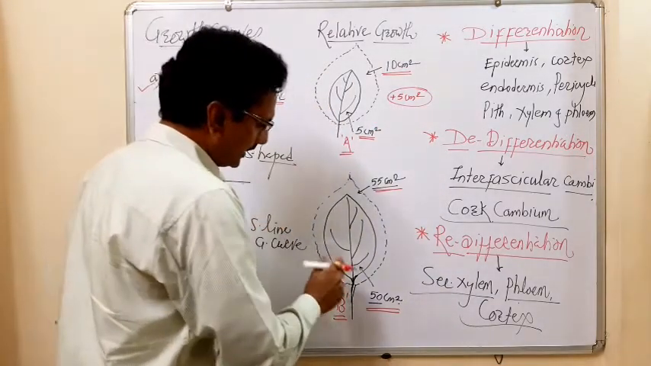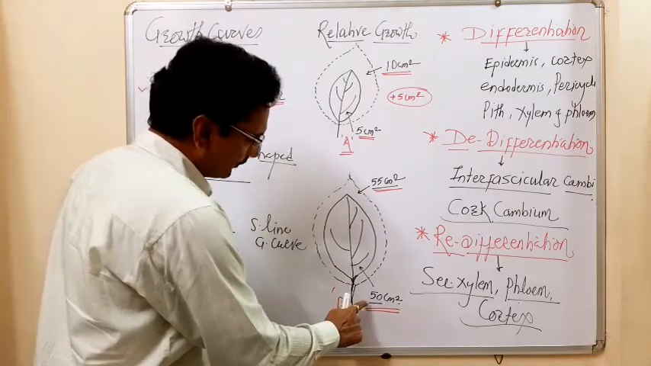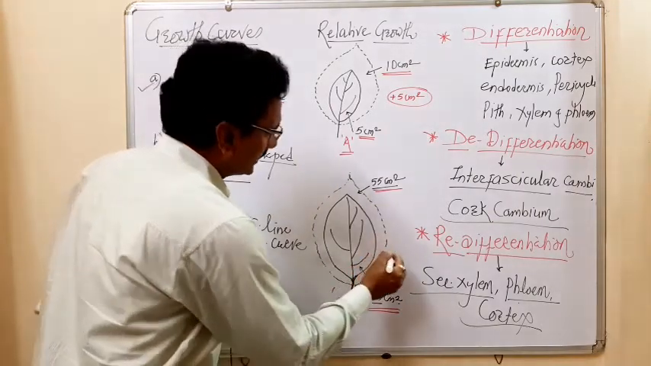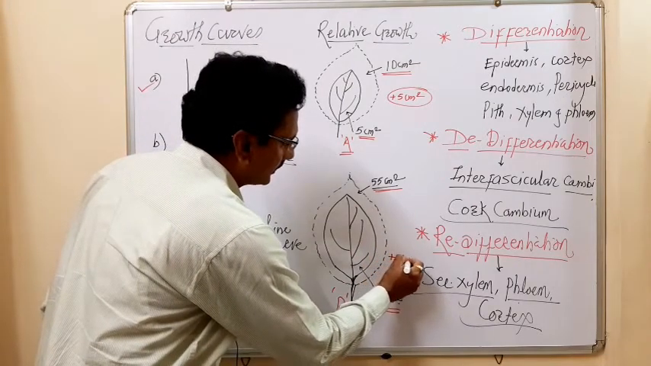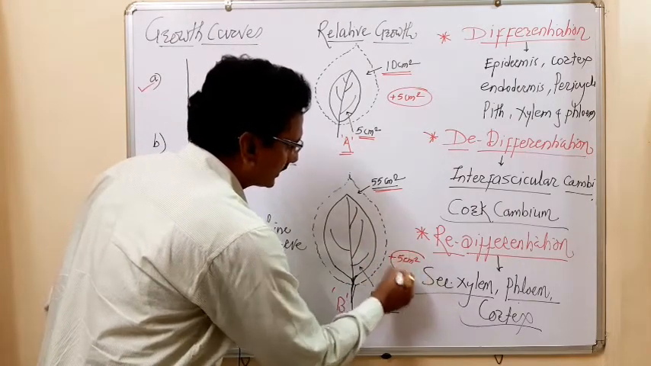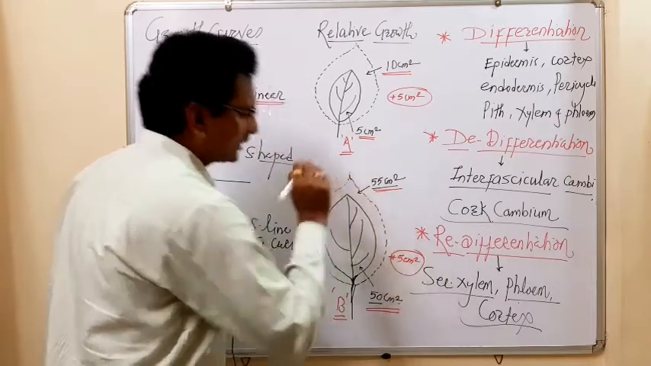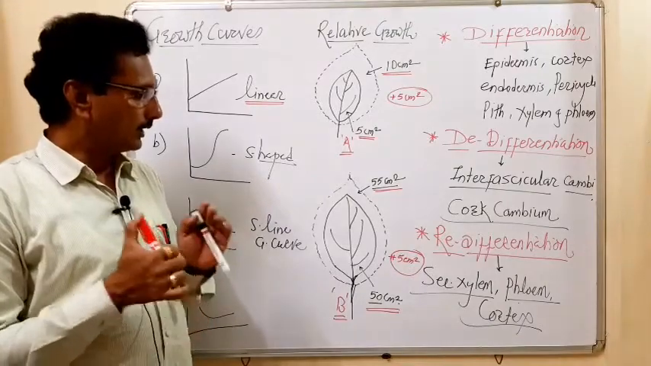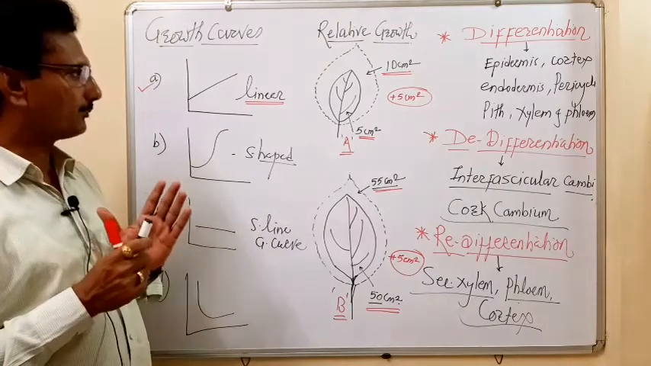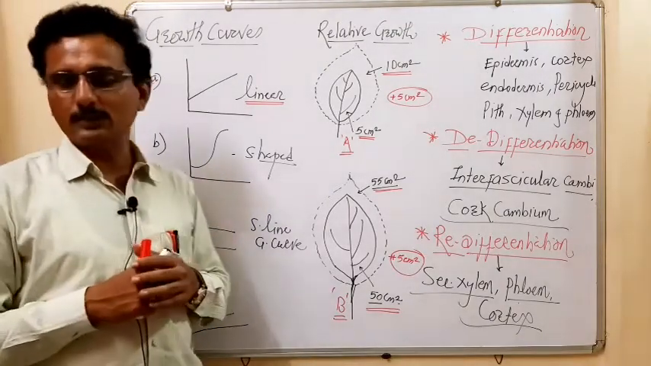In system B, from 50 to 55, there is also an increase of 5 centimeter square. On this, there is a question. What is the question? In which system do they show the maximum relative growth?